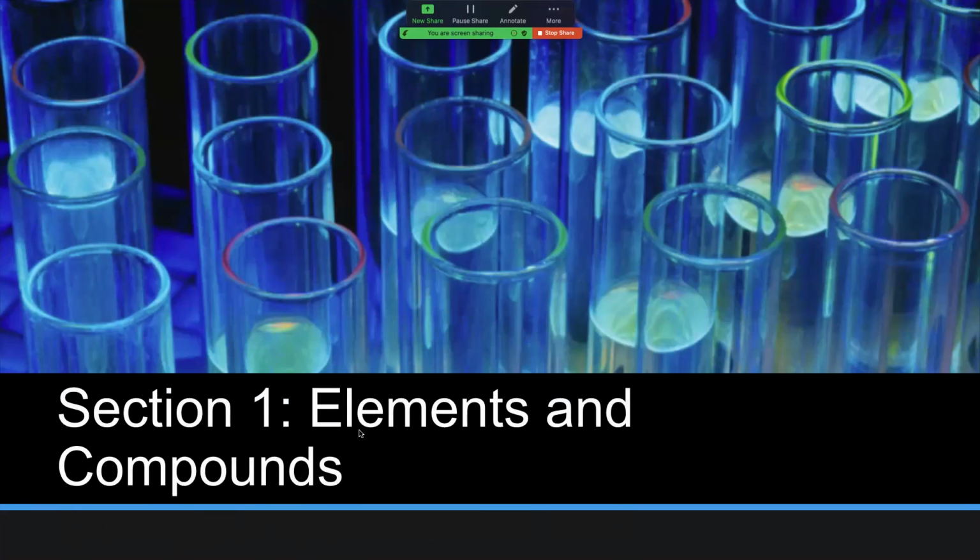Hi everyone. Today we are going to talk about elements and compounds, and this goes along with Unit 1, Section 1 in your book. You want to title this Section 1, Elements and Compounds, and you can put notes.